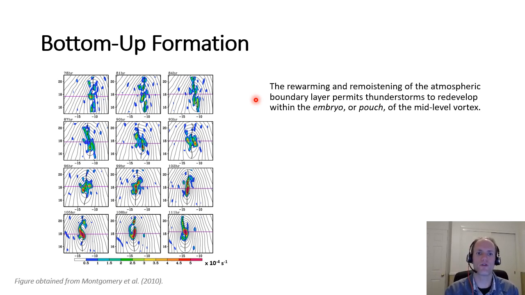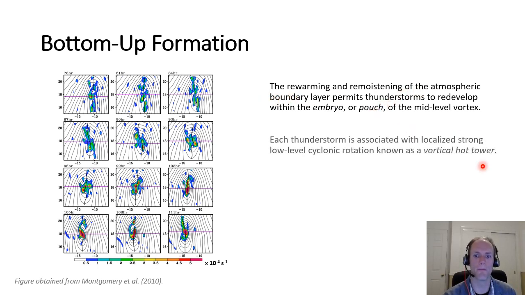So the bottom-up formation paradigm insists on this occurring. We keep the air within the cyclonic circulation within the cyclonic circulation. And it's within this circulation that these thunderstorms redevelop, and they're on the individual thunderstorm scale. Each one of these is associated with localized strong low-level cyclonic rotation. You can see these orange and yellow maxima within many of the panels in the first 2 to 3 rows here until we get to about 102 hours.